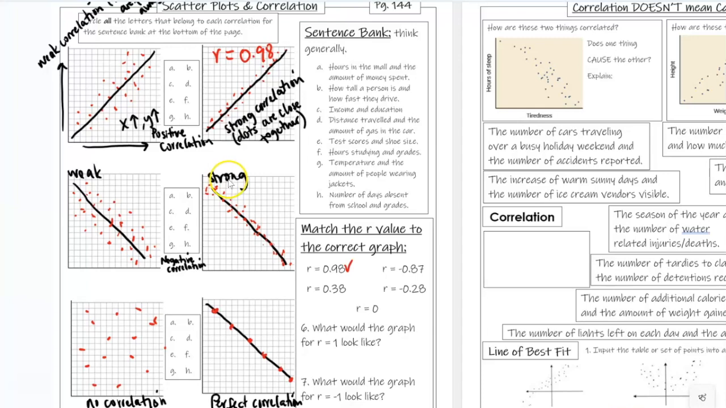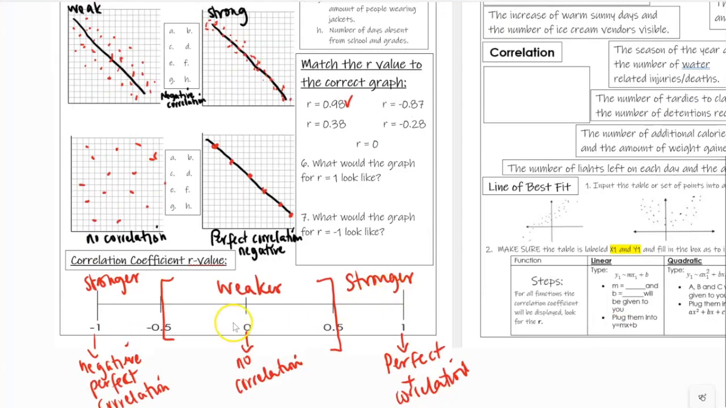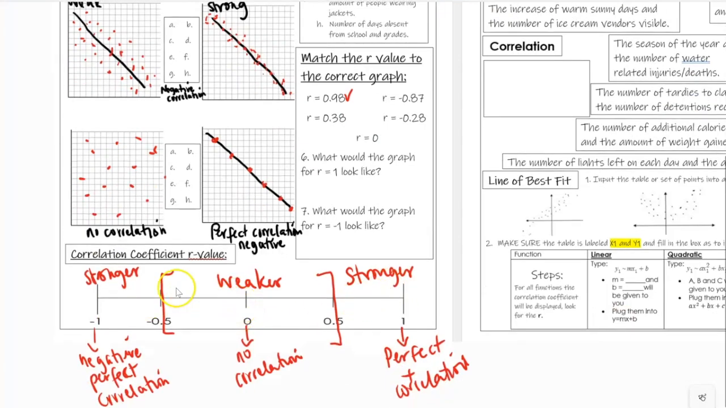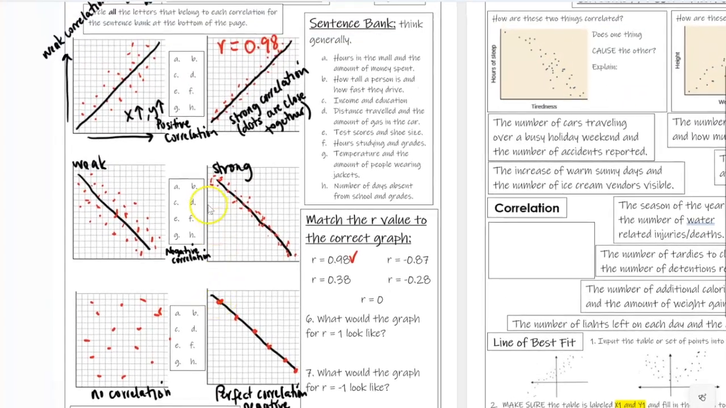Okay, let me do another example. Let's say R is negative 0.28. So again, R negative sits right here. 0.28 lies right here, so this is going to be a weak negative. So I'm looking for a weak negative. These are the negative ones, and the weaker ones are the ones where the data is further away. So that's going to be R equal to negative 0.28.